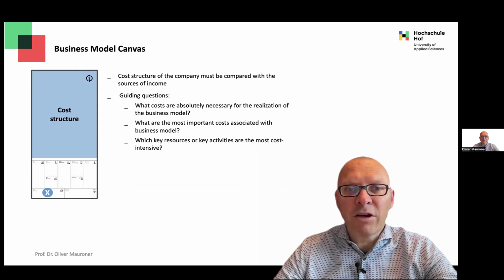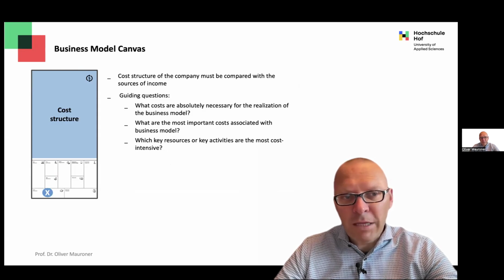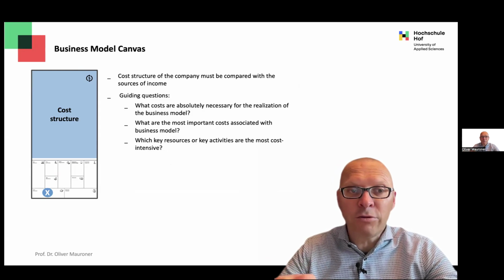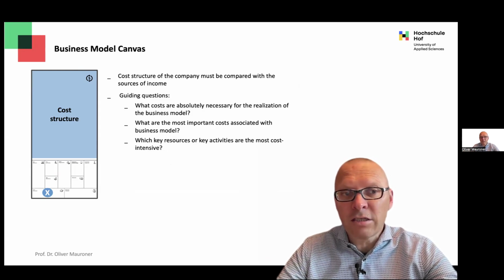And finally, we have the cost structure. In this building block, it is outlined what the major costs are to run the business. And getting insights, of course, into the cost structure, what are the fixed costs, what are variable costs, helps to make better financial decisions.